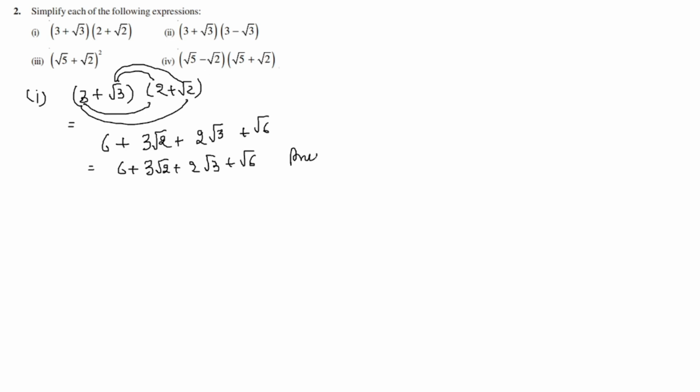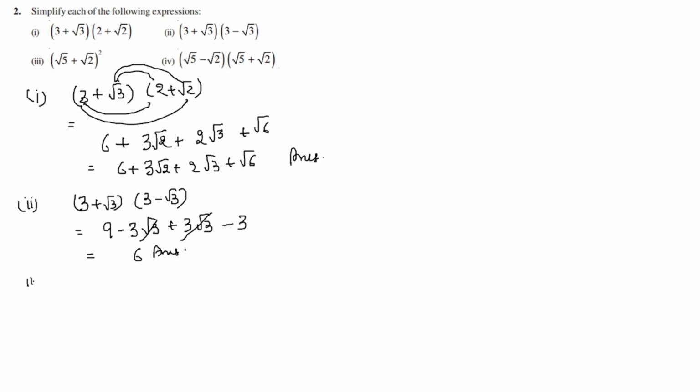This is the answer. Now the next part is (3 plus root 3) times (3 minus root 3). When we open the bracket, 3 times 3 is 9, minus 3 root 3, plus 3 root 3 again, and then minus 3. So this root 3 cancels with this root 3 because one is positive and the other is negative, and then 9 minus 3 is 6.